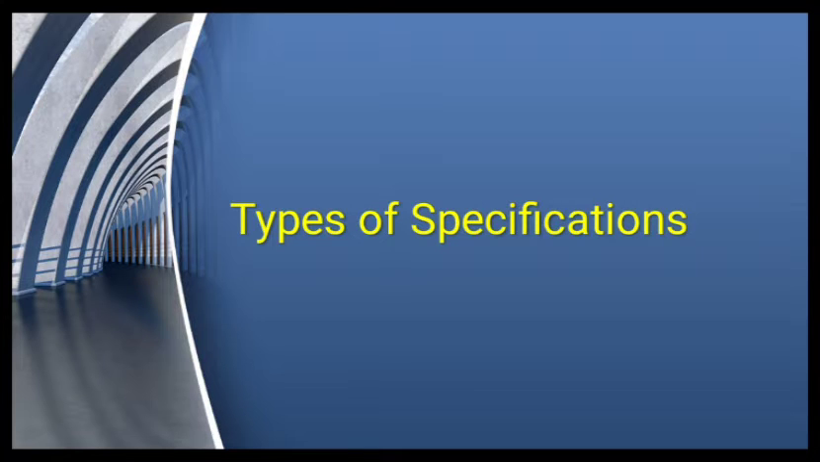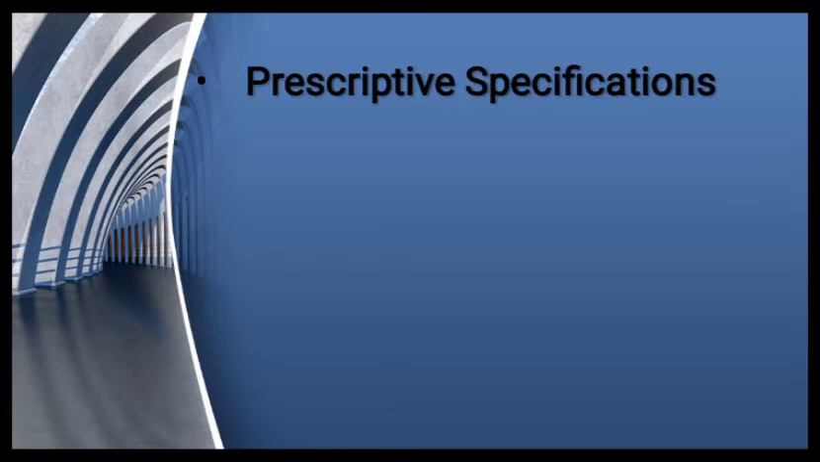Let's move on to the types of specification. There are 3 types actually. First is the prescriptive specification.